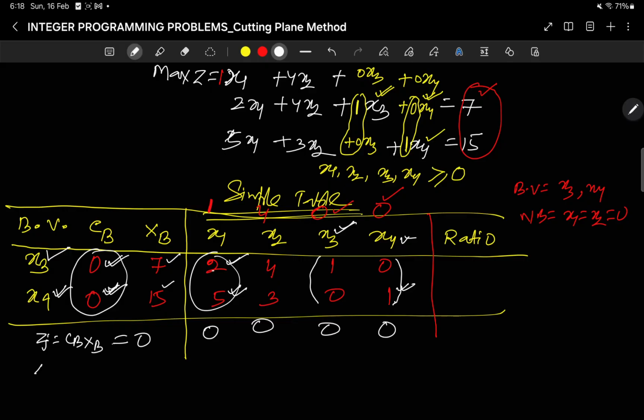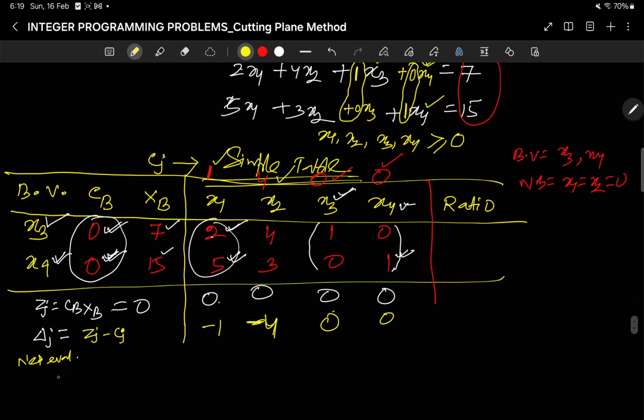And my del j is my net evaluation, right? Del j is called my net evaluation. It is zj minus cj. Cj is my objective coefficient. Is it not my cj? It is the coefficient here. I am taking the coefficients here, 1, 4, 0, 0 like that. Now zj minus cj, so it is 0 minus 1, minus 1. It is 0 minus 4, minus 4. It is 0 minus 0. It is 0 minus 0.